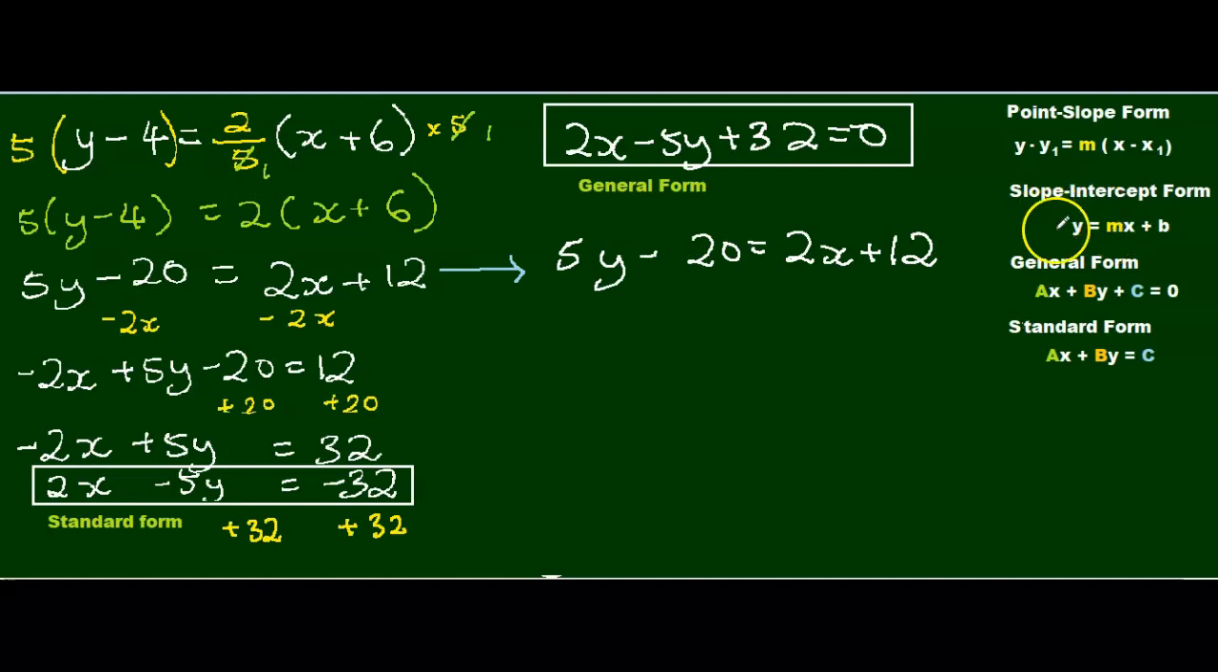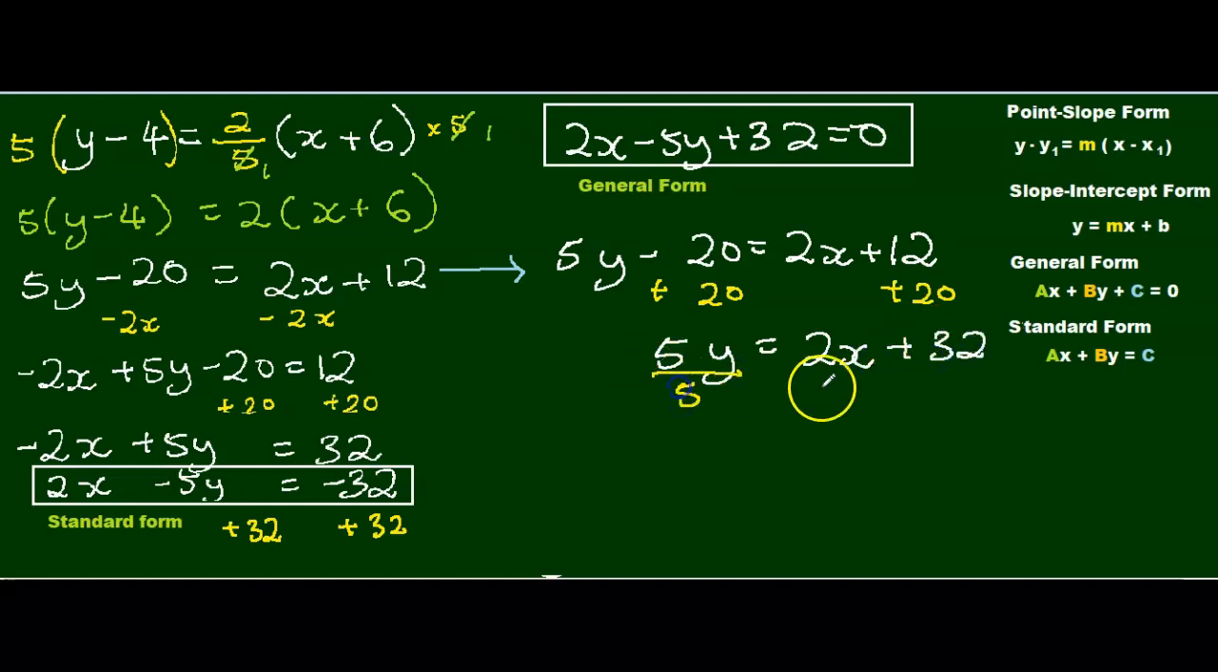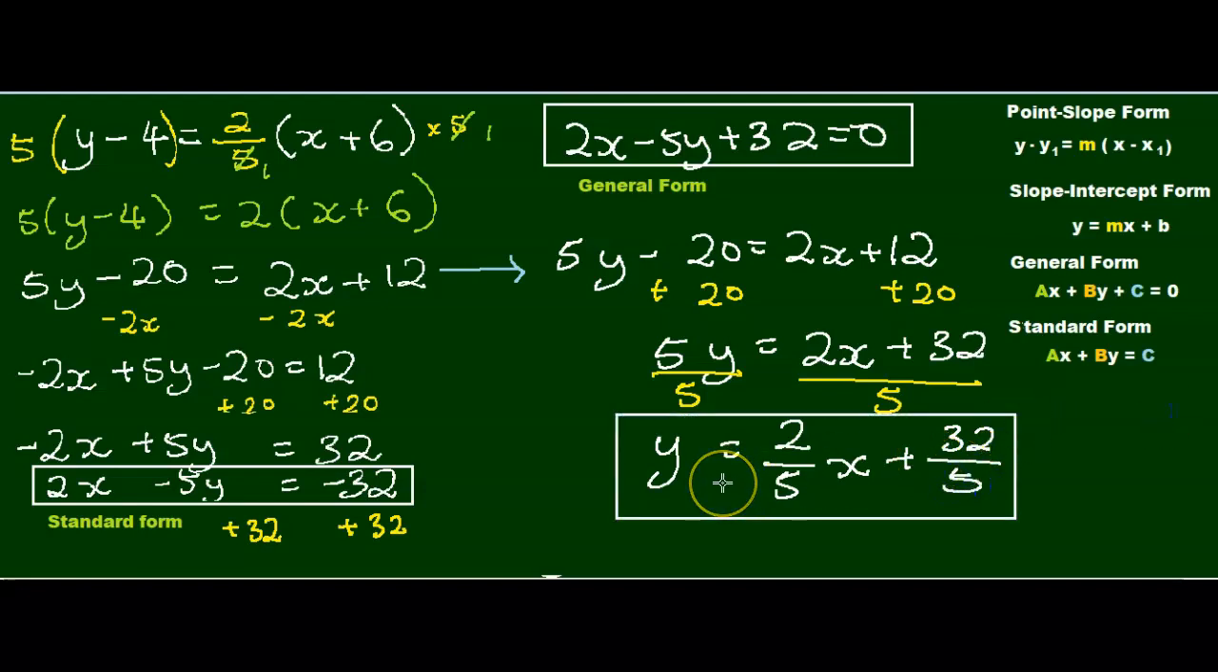Now, our slope-intercept form is in the form y equals mx plus b. So let's get rid of our 20 here. So it's a negative 20, so I want to add 20 on both sides of my equation. And that leaves me with 5y equals 2x plus 32. We want to get rid of that 5. So I'm going to divide both sides by 5, which leaves me with y equals 2 over 5x plus 32 over 5. And that is my slope-intercept form.